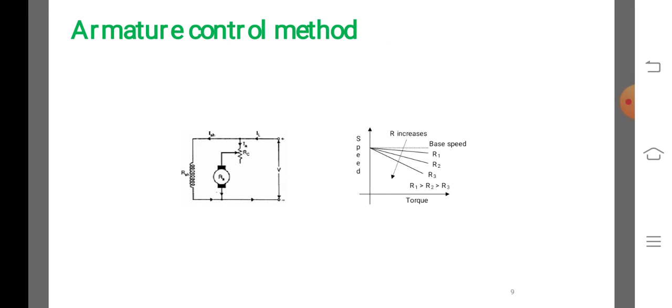The second method is the armature control method. This method is based on the fact that by varying the voltage available across the armature, the back EMF and the speed of the motor can be changed accordingly. This is done by inserting a variable resistance R_x in series with the armature.